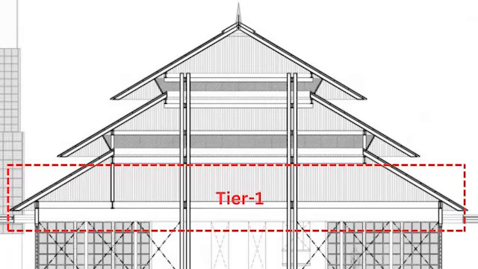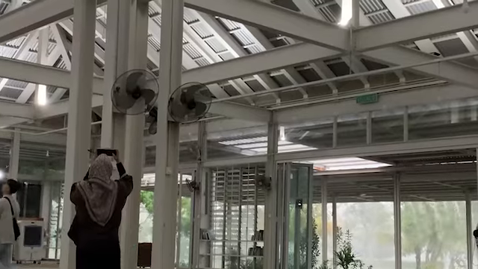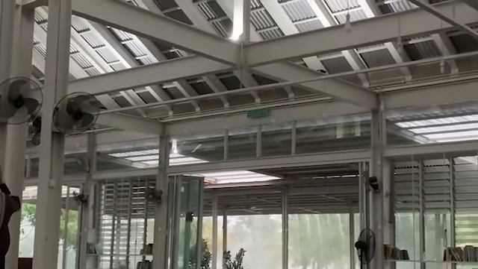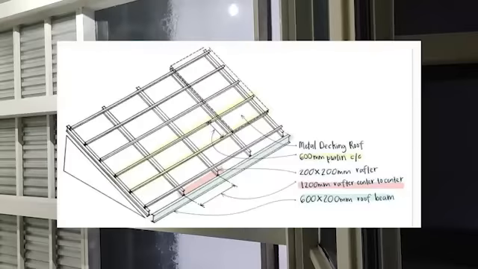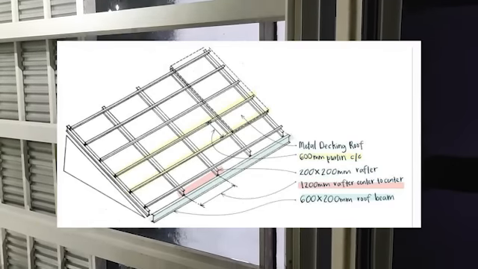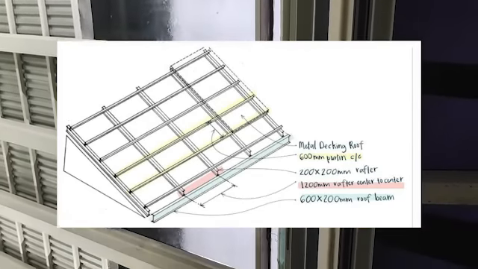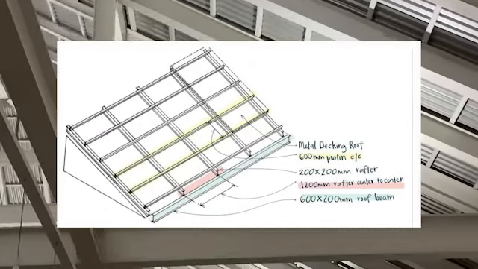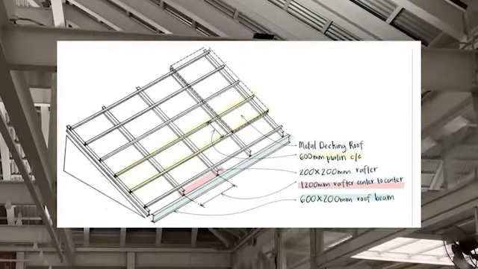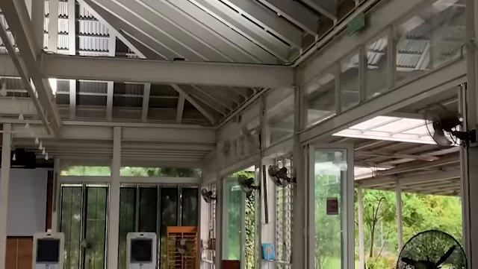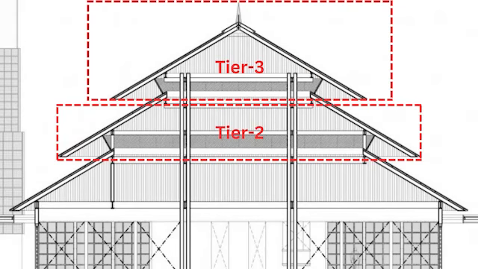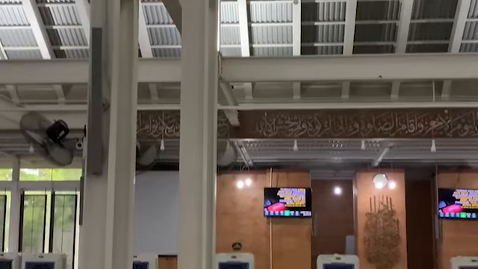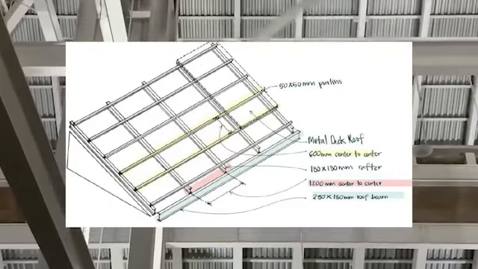At Tier 1 roof, the purlins were 50 x 50 mm with 600 mm to center, galvanized steel finish with white paint, and the rafter was 200 x 200 mm with 1200 mm to center. Then it is supported by a roof beam of size 600 x 200 mm to support the rafter and the purlin. However, at the Tier 2 and Tier 3 roof, the purlin size and spacing remain the same, but the rafter and the roof beam size decreased.